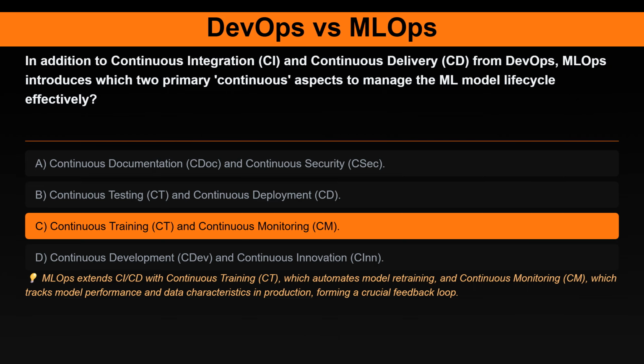The correct answer is continuous training, CT, and continuous monitoring, CM. Here's the explanation. MLOps extends CI/CD with continuous training, CT, which automates model retraining, and continuous monitoring, CM, which tracks model performance and data characteristics in production, forming a crucial feedback loop.